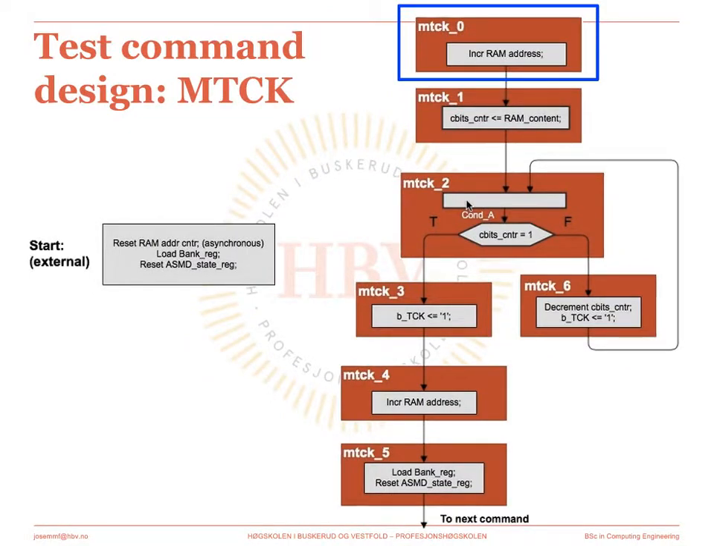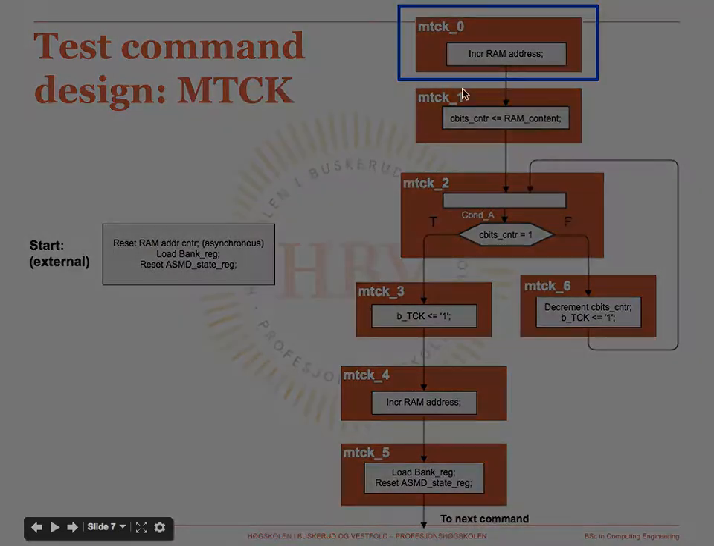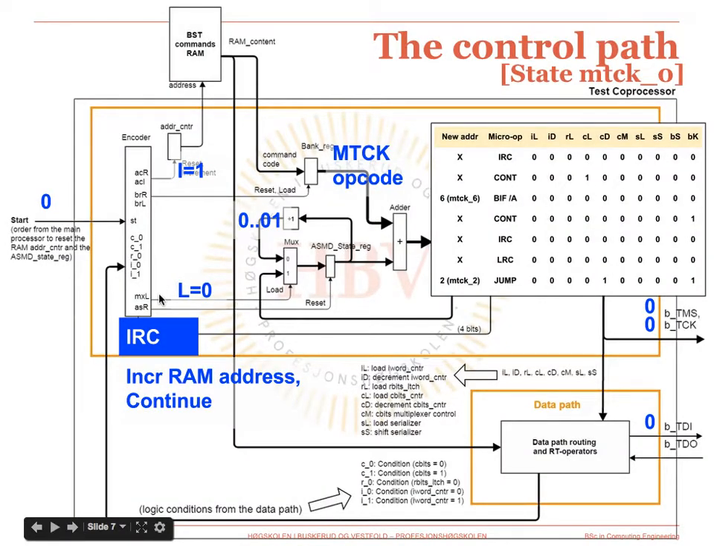This is where we are in the ASMD chart of the MTCK command, which is supposed to increment the shared memory address, or in this case a RAM, so that we can get the required number of TCK pulses to be loaded into the current bits counter. Let's look at what happens in the control path during this system clock cycle when we are in the MTCK0 state. The increment RAM and continue micro operation coming from the microprogram memory position sets up these conditions.